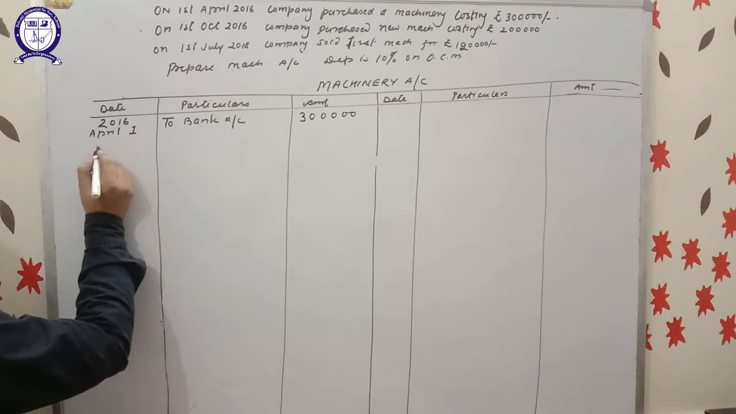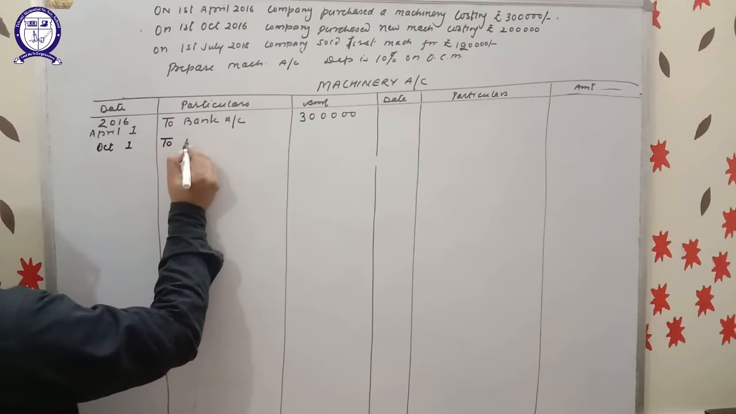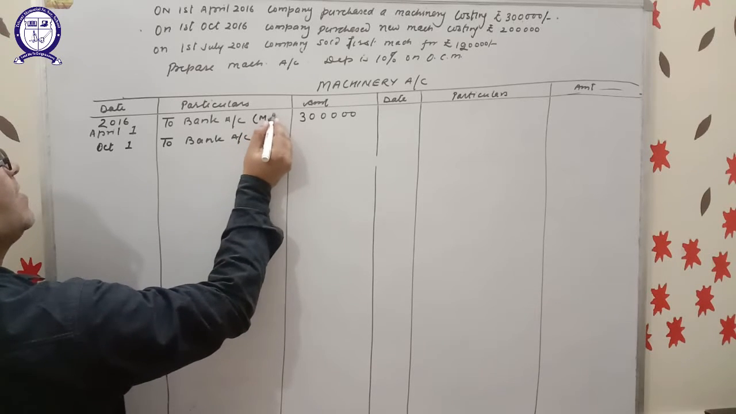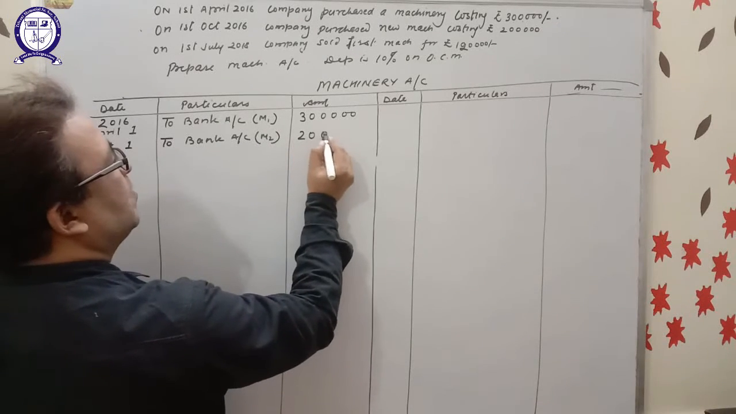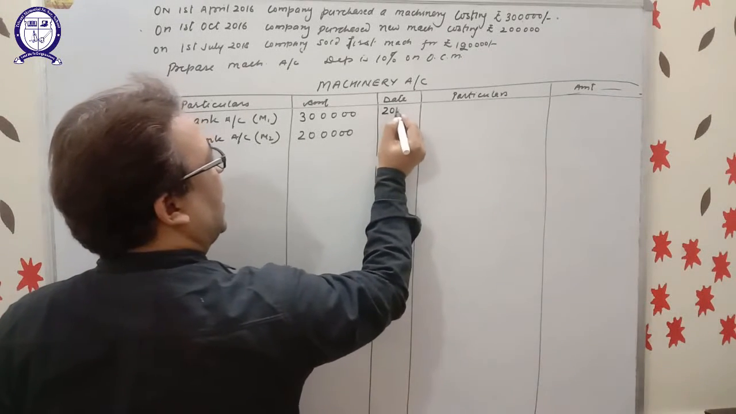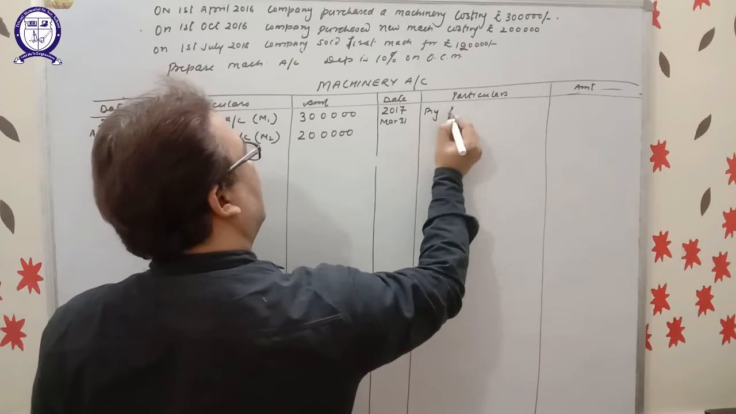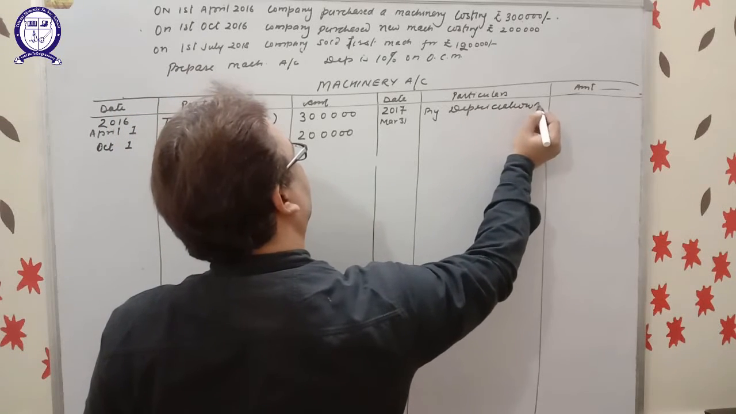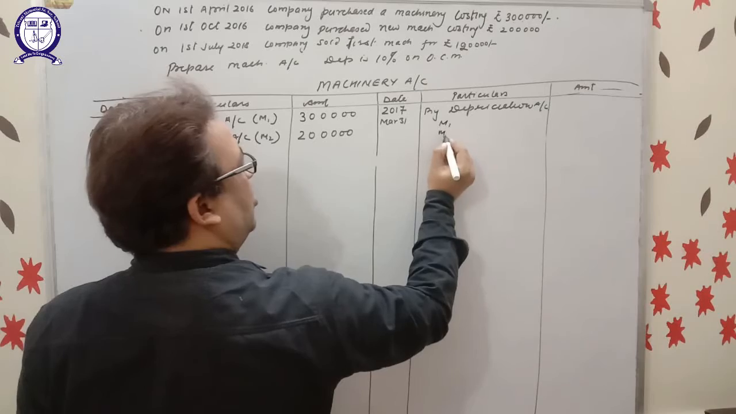In the same year, on October 1st, a new machinery is purchased. Now this machinery will be named machinery 1 and this will be machinery 2. The amount of this machinery is 2 lakh. Now we have two machineries. So charge depreciation at the end of the year on both of the machineries by depreciation account, on machine number 1 and machine number 2.